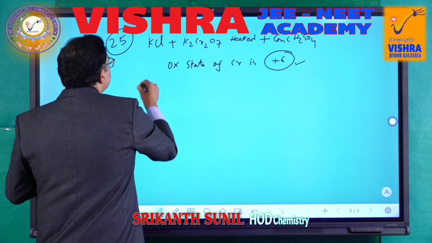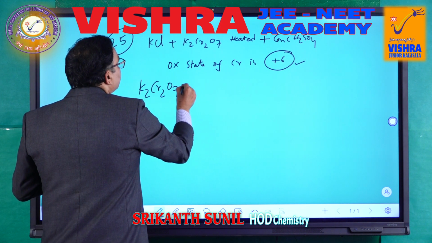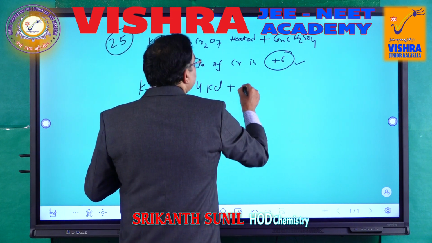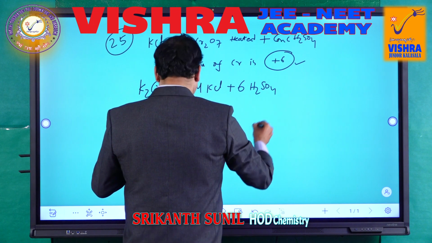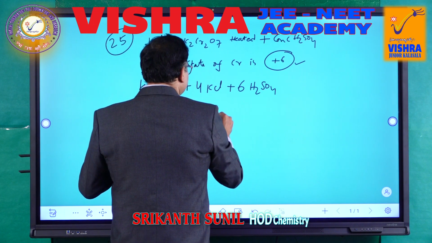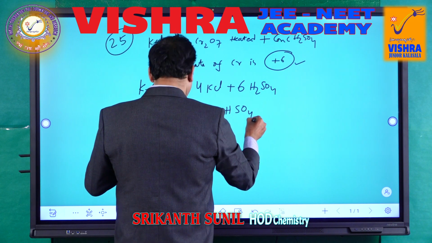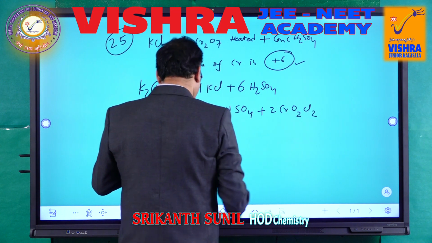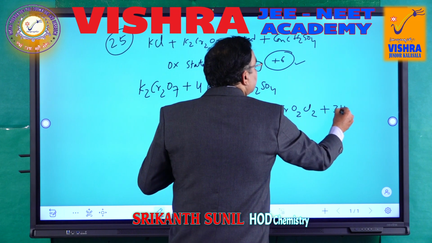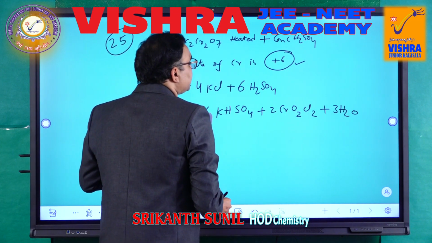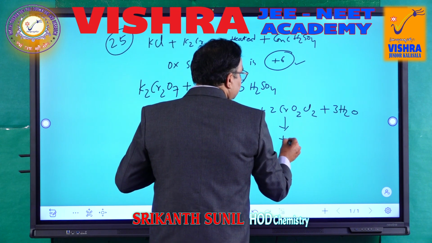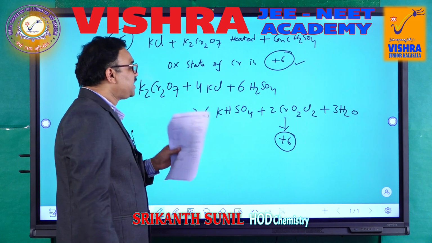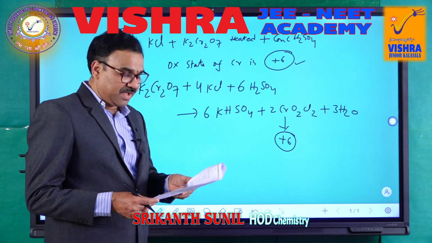How? Let us see the equation. K2Cr2O7 plus 4 KCl, balanced equation I am writing, plus 6 H2SO4 gives 6 KHSO4 plus 2 CrO2Cl2, chromyl chloride, and 3 H2O. So the chromium oxidation state here is plus 6, the highest that chromium can exhibit, because it's the 6th d group element. So plus 6 is the answer for this question number 25.